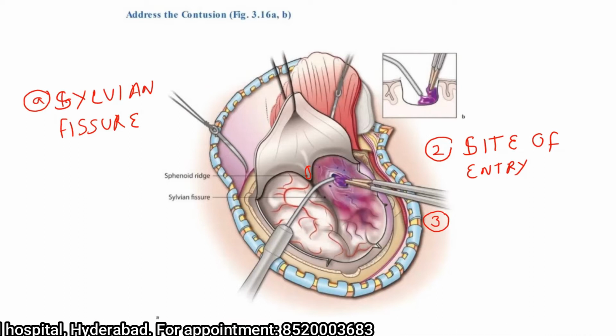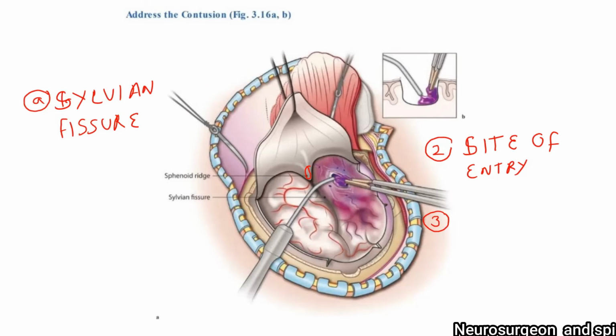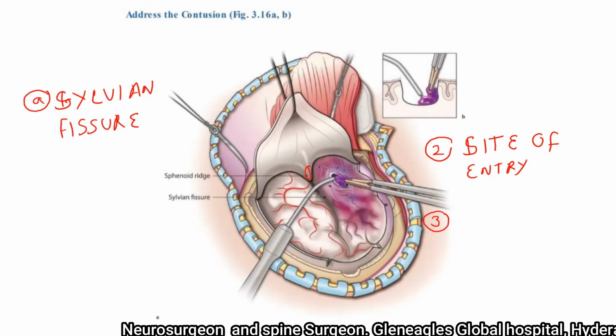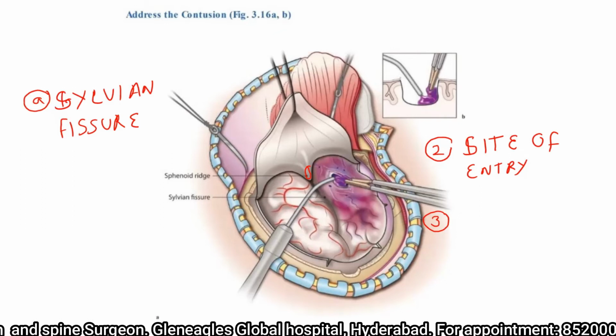Now, what are the important pearls or important hints in this phase? You can identify the sylvian fissure either with the help of the sphenoid ridge or with the help of the middle cerebral vein. But of both the landmarks, the sphenoid ridge is a more reliable landmark.